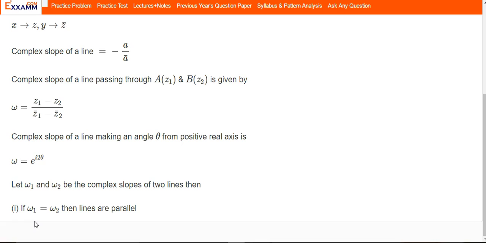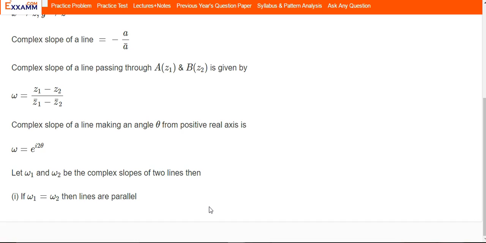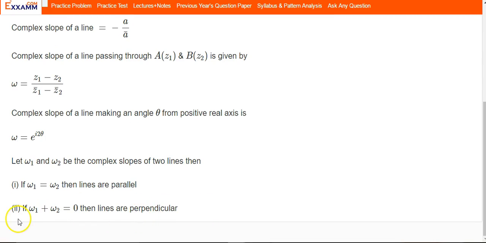But then here comes the difference. In the case of m1 and m2 being the slopes of lines, the condition of perpendicularity was m1 m2 equal to minus 1. But in the case of complex slopes this is not the case; the condition of perpendicularity is omega 1 plus omega 2 is equal to 0. So please keep this in mind. This is an important topic, and in the exam you may get a straightforward question using this particular condition.